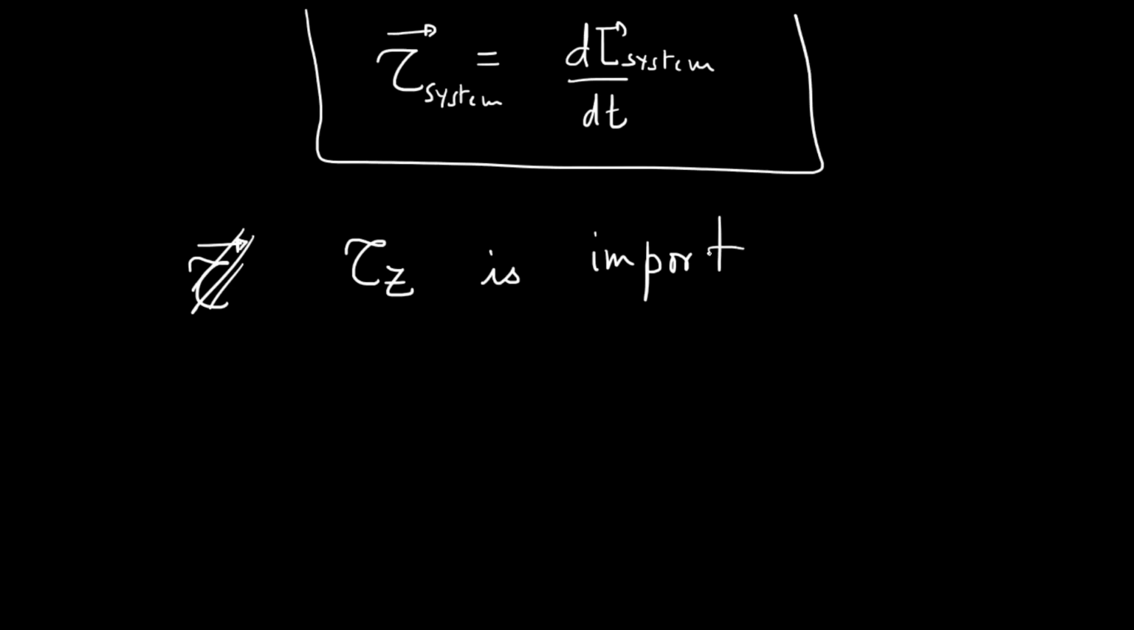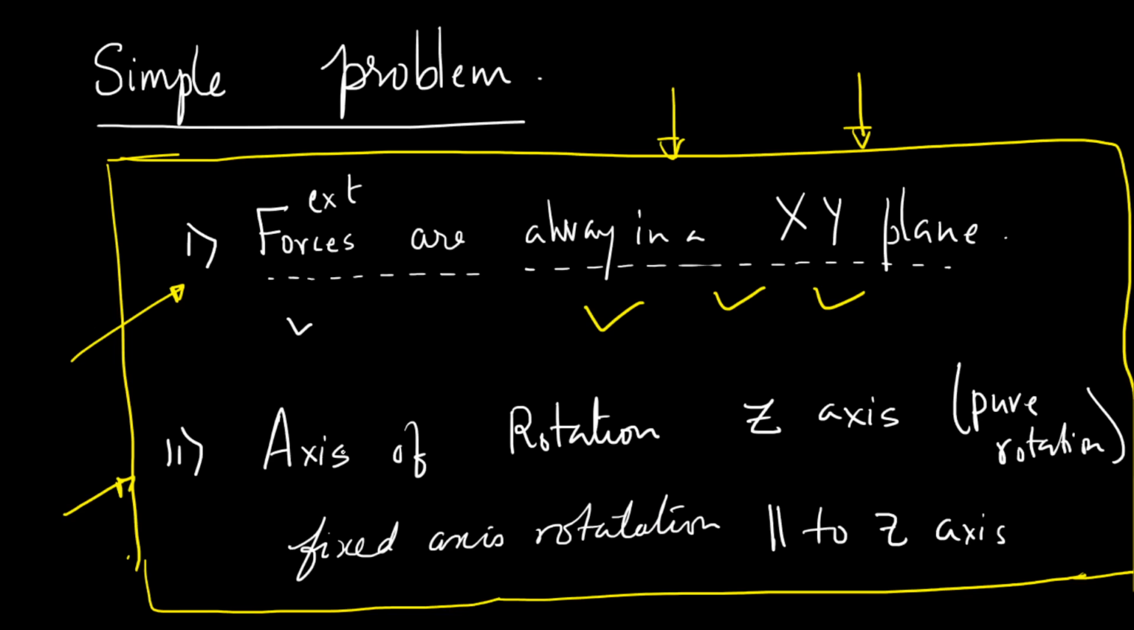Now look at the next simplification. You already realized that tau z is easy, and you can see there's a lot of good news coming in. Now let's look at the other assumption, because we're solving a simplified problem. The axis of rotation is always the z-axis. In this fixed pure rotation, it's the z-axis.